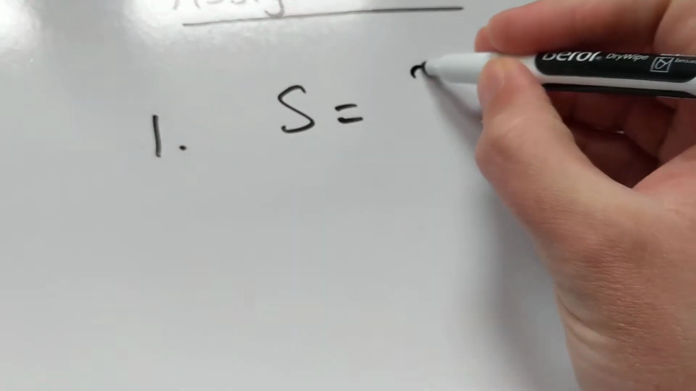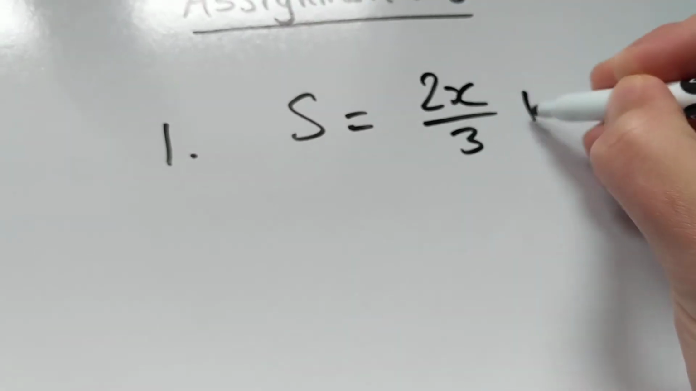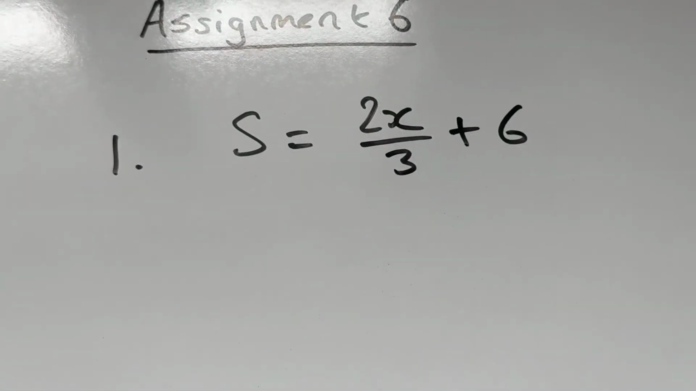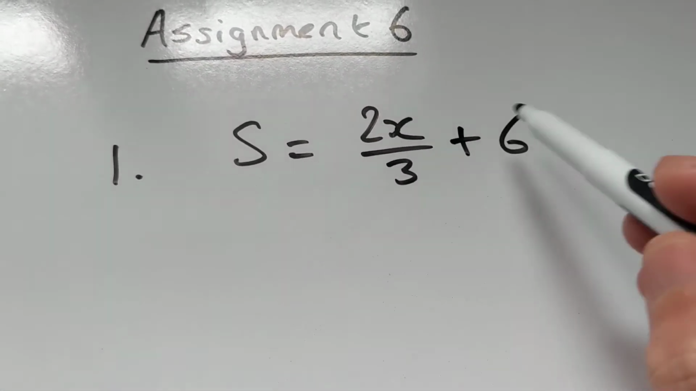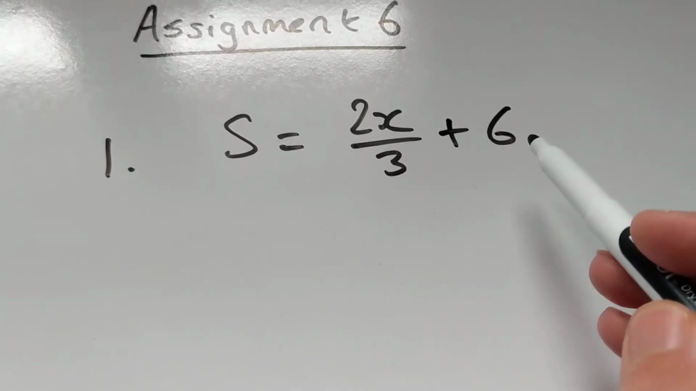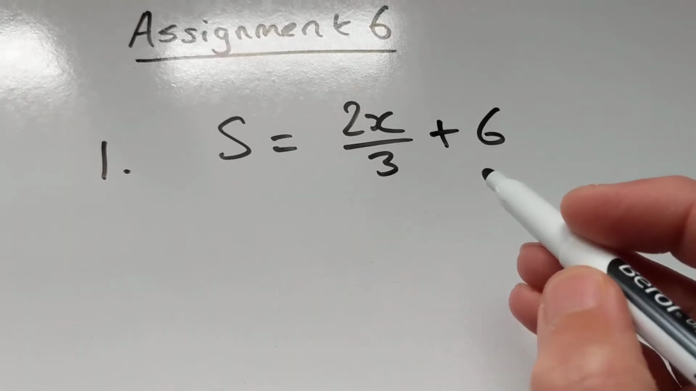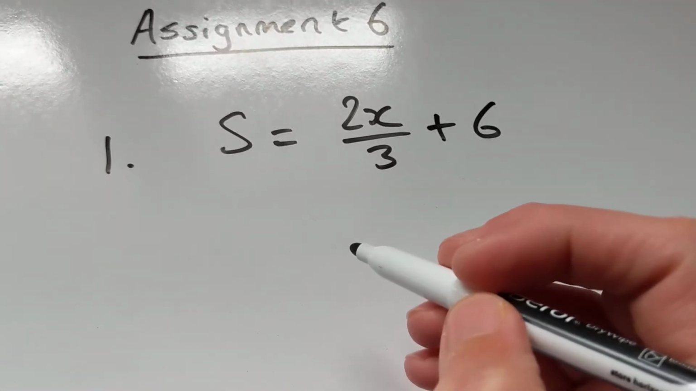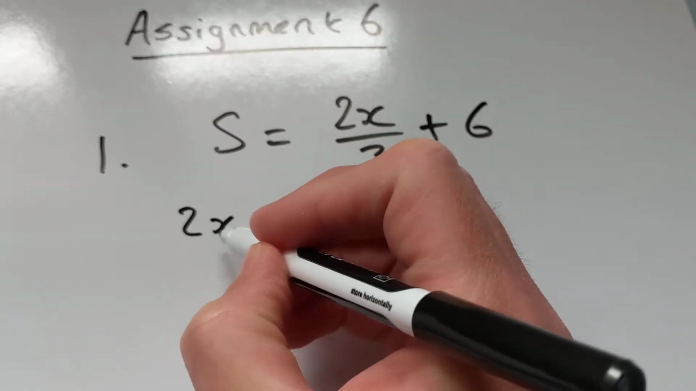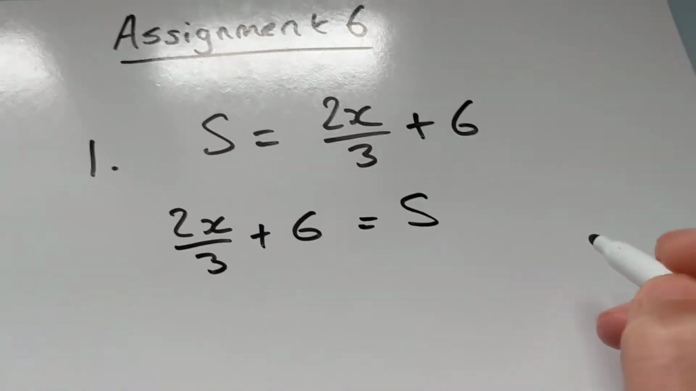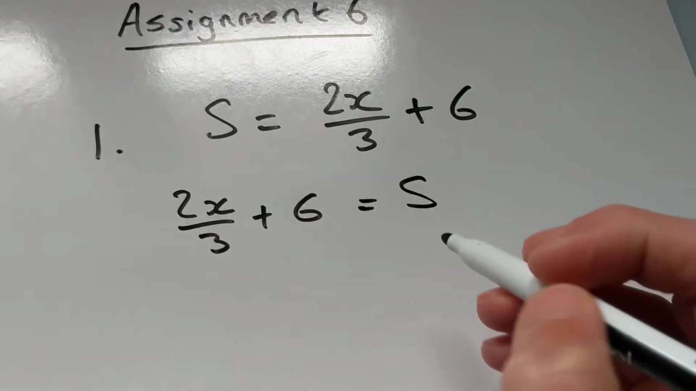Question 1 was to take the equation s equals 2x over 3, add 6 and get it to have the subject x. So first thing to do is to move the plus 6. You want to move the stuff that's furthest away from the x to begin with, so the plus 6 moves first. What we can do as well is switch this round. So I'll write it as 2x over 3 plus 6 equals s.